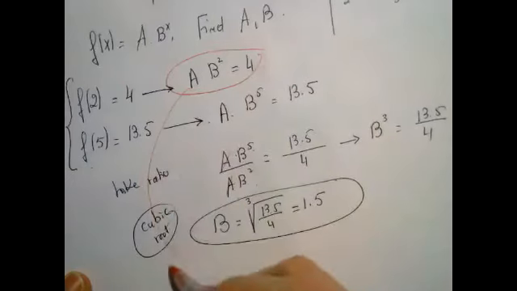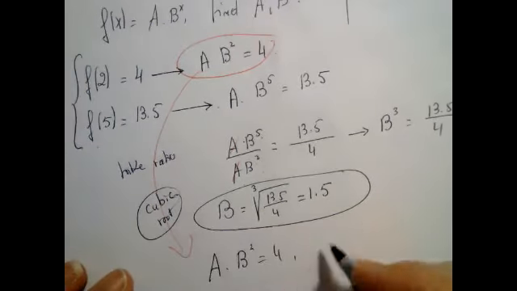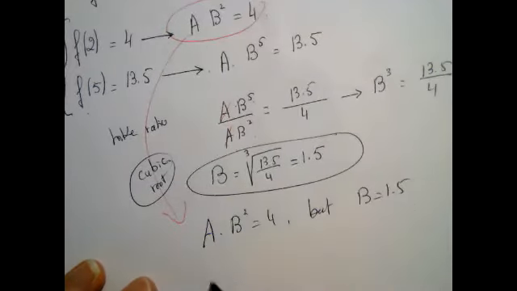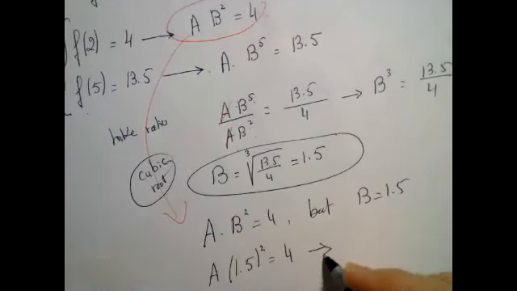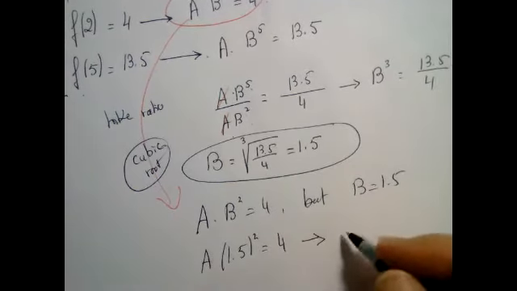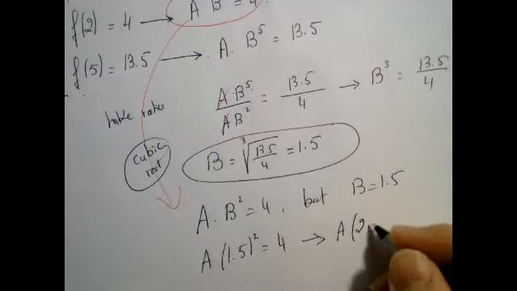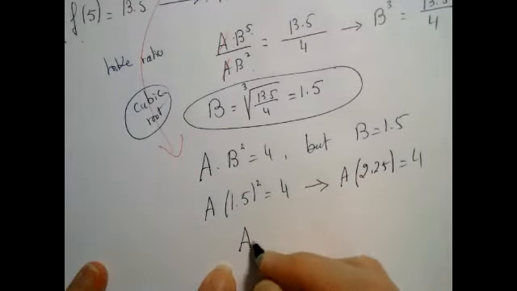Right. So we're going to use this equation, and we get A B squared equal to 4. That's the equation we have that relates A and B. But B is the 1.5. It means A times 1.5 squared equals 4. Now I need to solve for A. So now you can multiply 1.5 by itself. 1.5 squared gives me 2.25 equal to 4. And now we solve for A by dividing by 2.25.